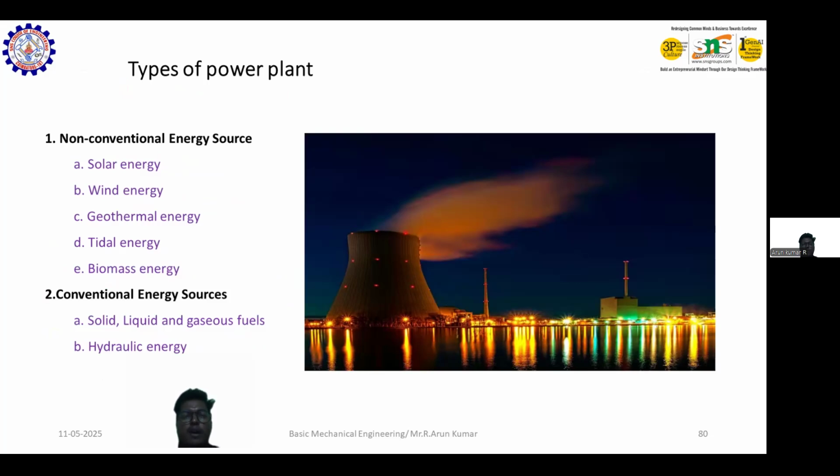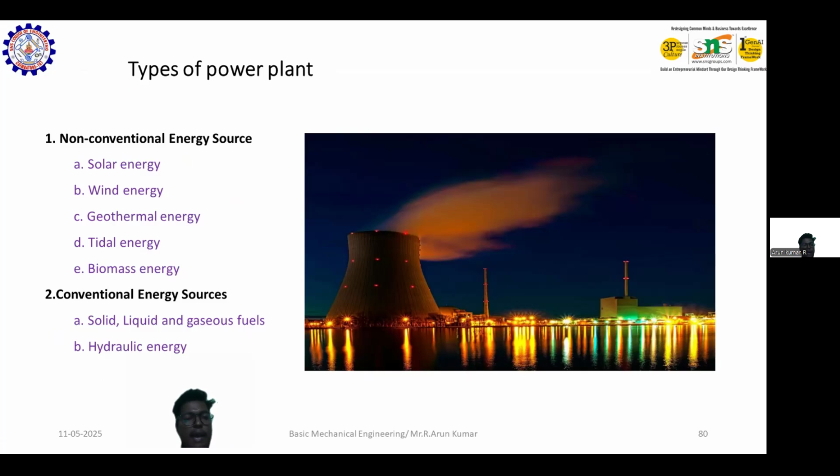The meaning of non-conventional energy source is that the energy can be extracted repeatedly. But conventional energy sources are solid, liquid, and gas fuels and hydraulic energy. Once the process is completely done, the energy cannot be extracted again. So it is a one-time process, and that is called a conventional energy source.